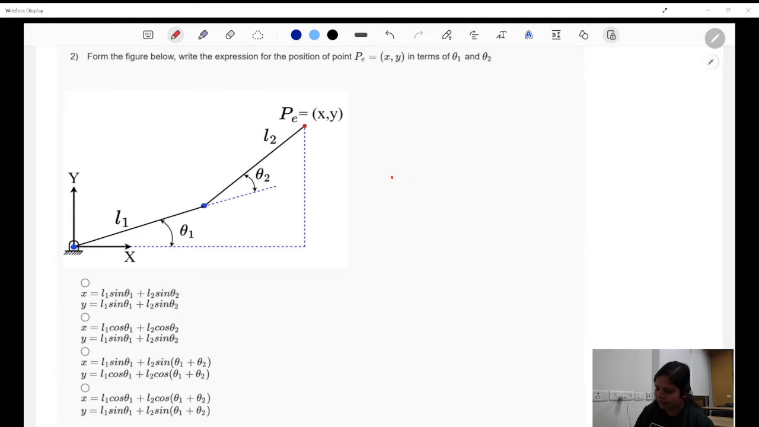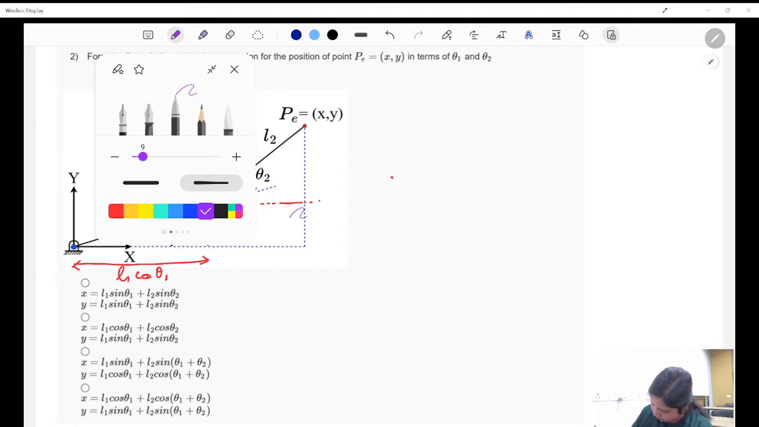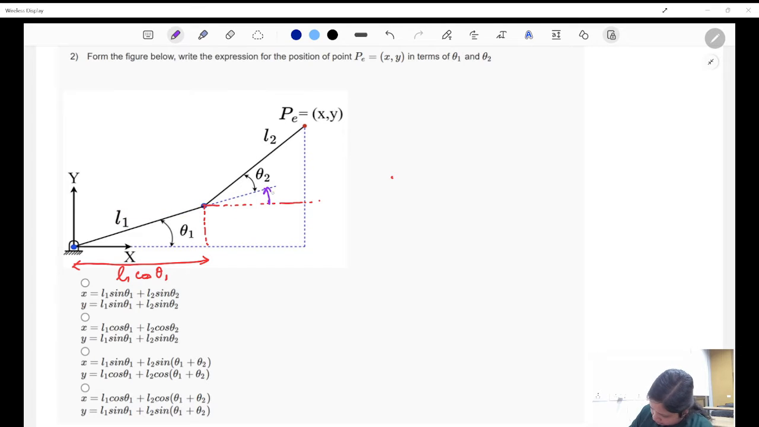So before solving anything, let's draw all the perpendiculars because it would be helpful for us, right? So let's say I drop a line from here. Okay. And I drop a line from here as well. So this would help me for sure. What would be this? L1 cos theta 1. Okay. Before that, what would be this angle? Can someone tell me what is this angle?